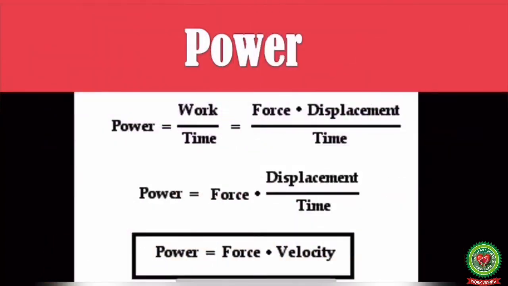Now, let's discuss one more formula of power. Power is equal to work upon time, we all know. Work done can be written as force into displacement. So, power will be force into displacement upon time. Now, this can be written separately. Displacement upon time is velocity, we all know. So, power is equal to force into velocity. This is one more formula of power. P is equal to F into V, where P is power, F is force, and V is velocity.